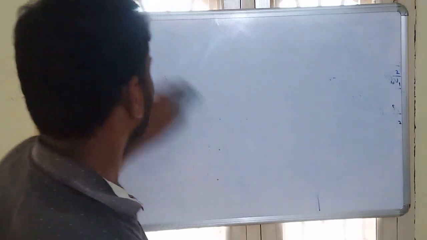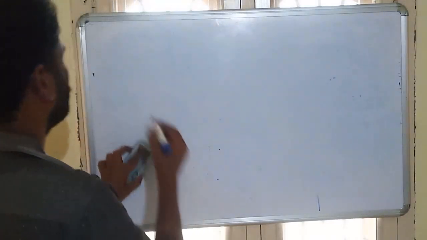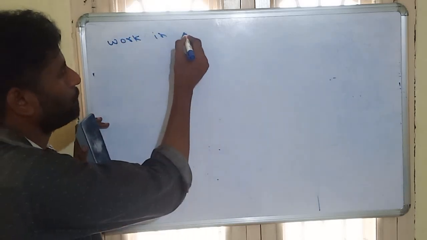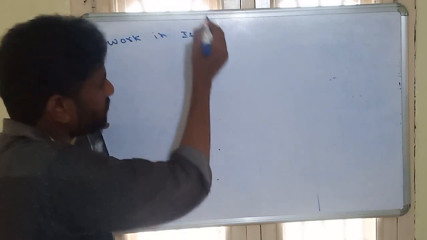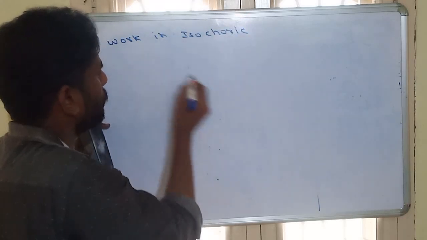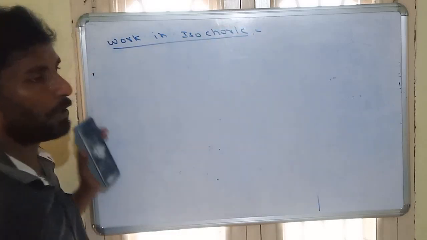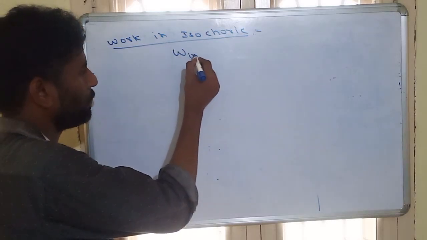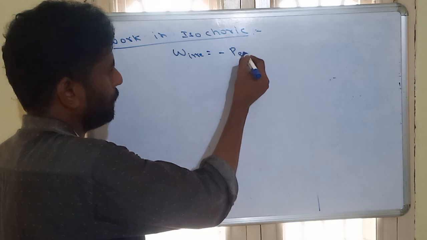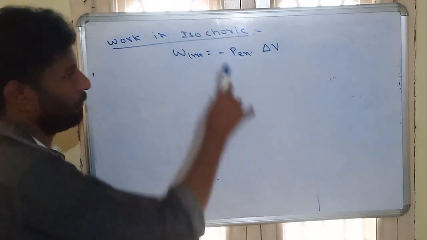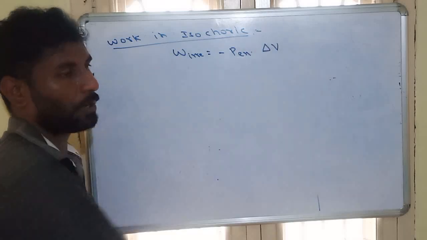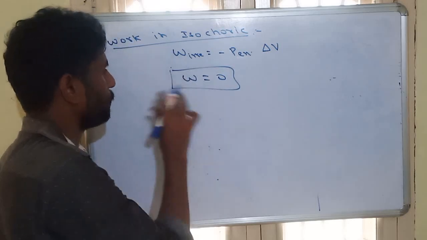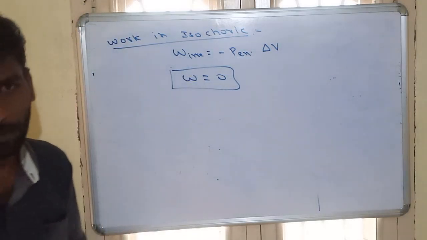Another formula: if work we are calculating in an isochoric process, it means volume is constant. So from the irreversible work formula, Px into delta V, for an isochoric process the change in volume will be 0. And this is 0, so work is also 0. So work will be 0 in an isochoric process.